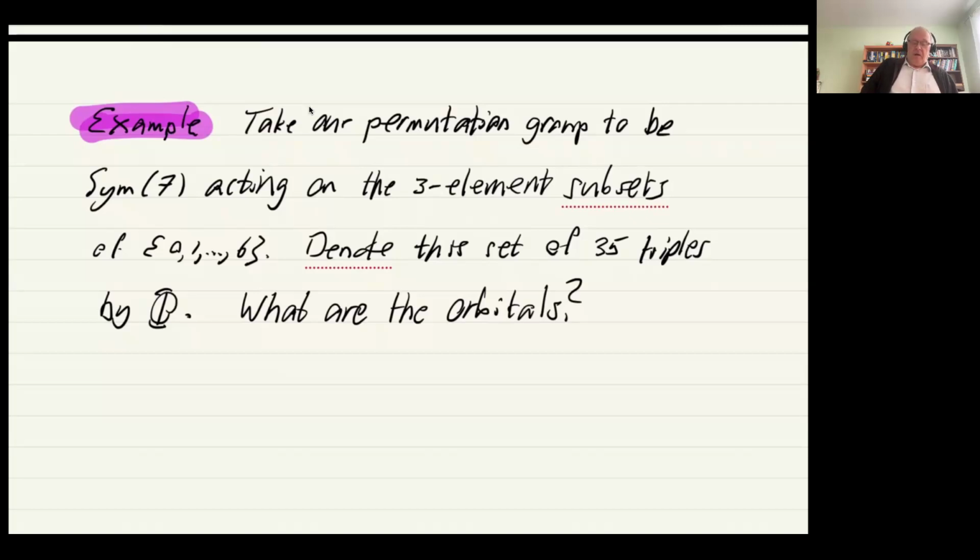Now, I'm largely leaving this as an exercise, but the point is that certainly if I have 2 triples which meet in one element, and then I apply an element of Sym7, the image of those 2 triples will still meet in exactly one element. So I'm going to have triples that are equal, triples that meet in 2 elements, triples that meet in 1 element, and triples that meet in none.